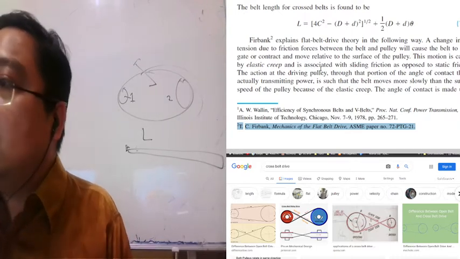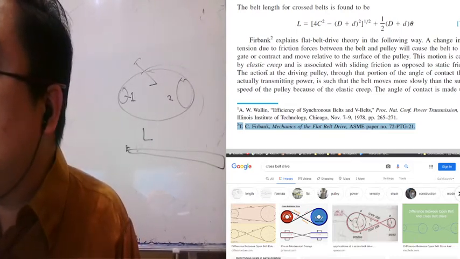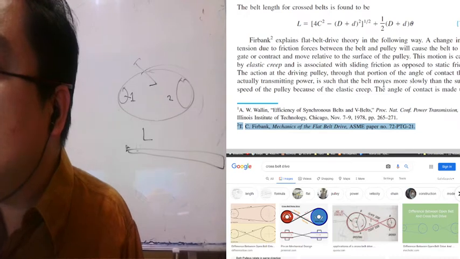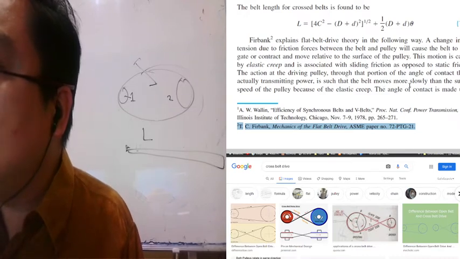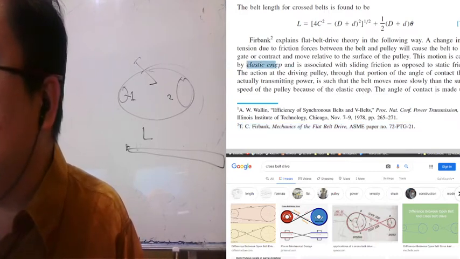This motion is caused by elastic creep and is associated with sliding friction as opposed to static friction. The action of the driving pulley, through that portion of the angle of contact that is actually transmitting power, is such that the belt moves more slowly than the surface speed of the pulley because of elastic creep.